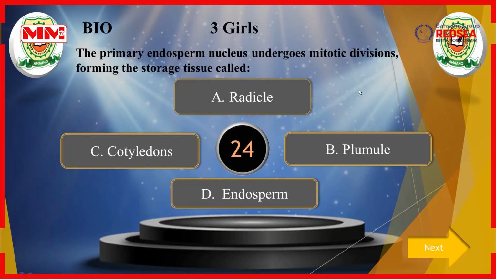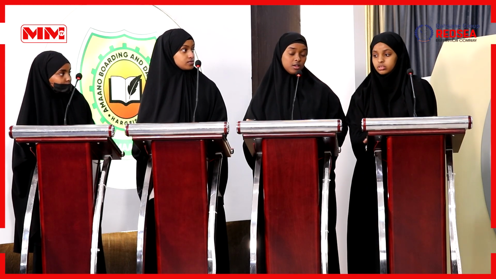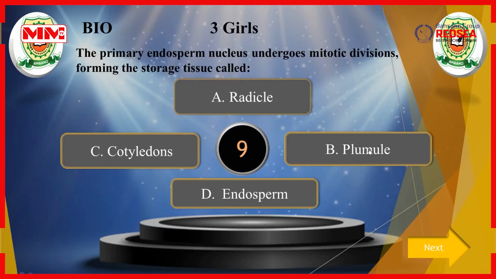The primary endosperm nucleus undergoes the mitotic division, forming the solid tissue called A, radicle, B, plumule, C, cotyledons, and D, endosperm. Yes. A, radicle. That's wrong. The boys? D. Yeah, two points for the boys.